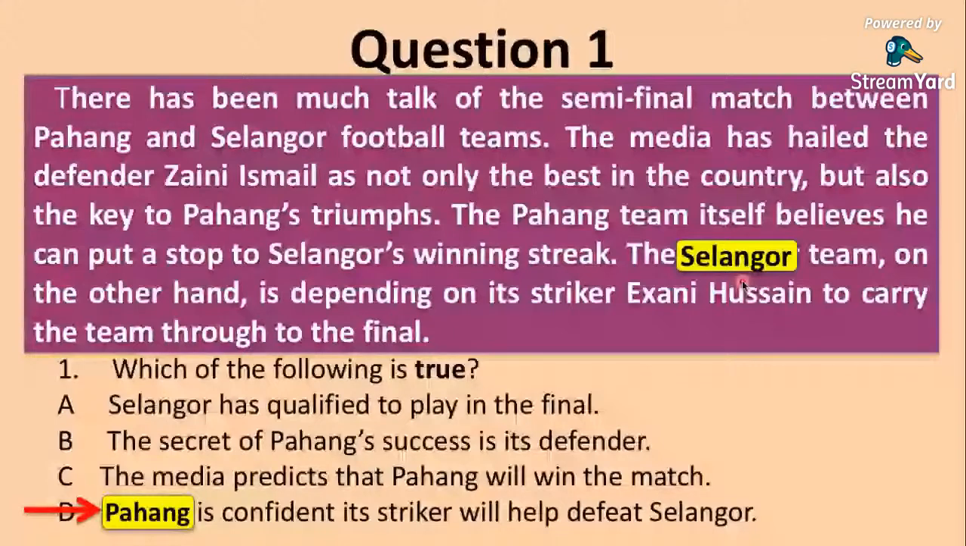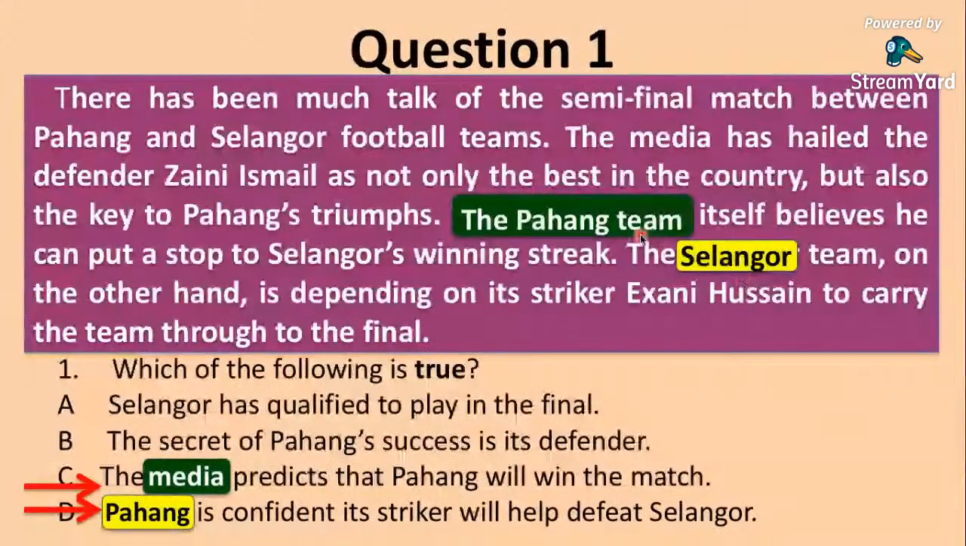For C, the media predicts that Pahang will win the match. So the media thinks that Pahang will win. However, it's not the media, it is actually the Pahang team itself. I highlighted the keyword in green so you can see the differences, and this shows that C is wrong. Moving on to A: Selangor has qualified to play in the final. So final is the keyword, but when you look at the text, you will see the word semi-final.